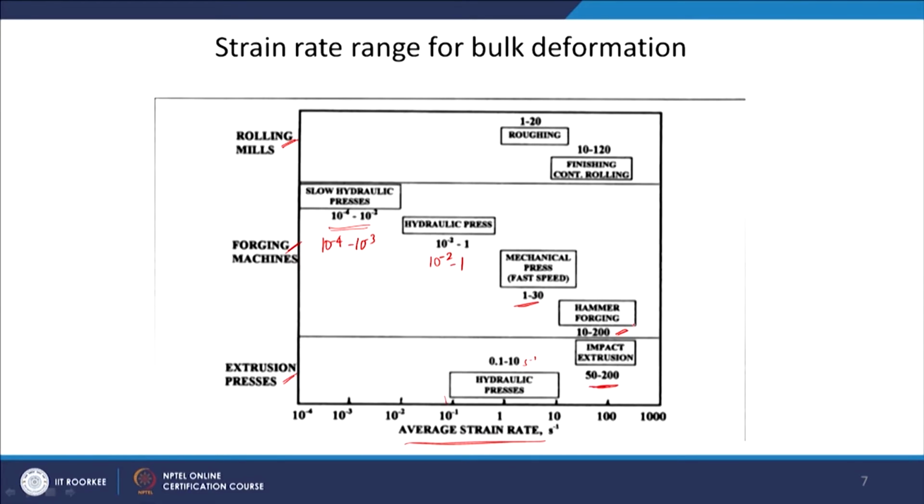Okay. So, again a very wide range of forging strain rates. Okay. Then there is rolling mill or rolling. There are two rolling operations usually. One is what we call roughing. There the strain rate is in the range of 1 to 20, and then there is a finish rolling, in which case the strain rate is around 10 to 120.